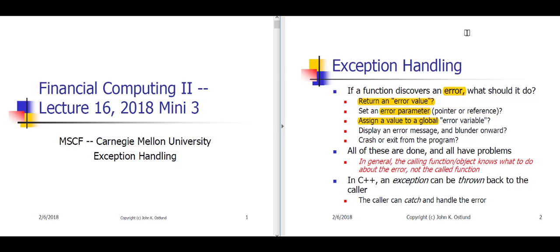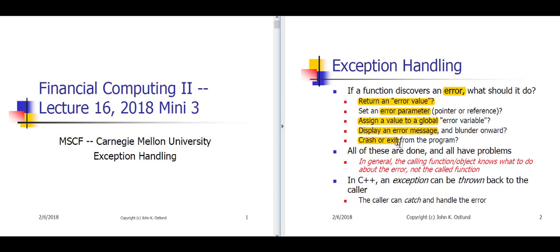a programmer to provide an additional error parameter that they had to check every single time they called a math function. Assigning a value to a global variable is not a great idea because programmers frequently forget to look at the value of the global variable after they call a function. Or for that matter, they forget to set the global variable to a clear state before they call a function. So another couple of, quote, techniques, unquote, are you can display an error message and just keep limping along until some catastrophic problem occurs, or you can simply give up and crash or exit from the program.